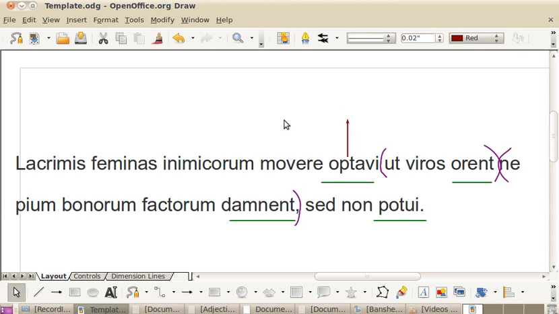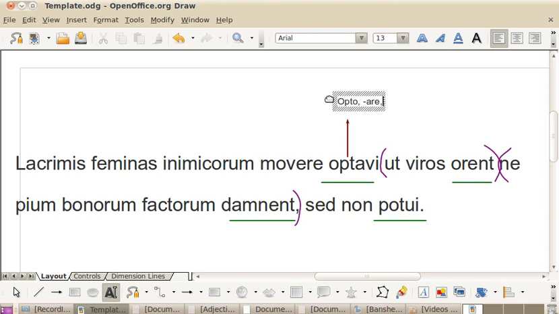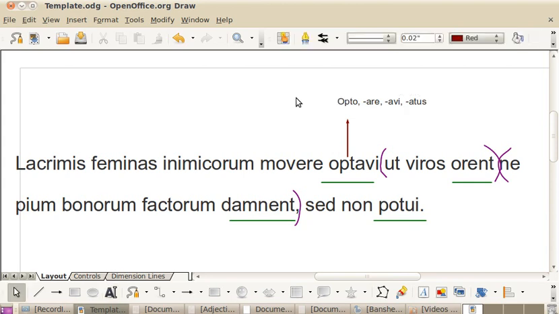And of course, you can go to your glossary and hopefully this is a word that is part of your working vocabulary. We see opto, optare, optavi, optatus. And that has 4 principal parts. That is definitely a verb. And if we look at the infinitive form here, optare, the second principal part, that should tell us that this is a first conjugation verb.